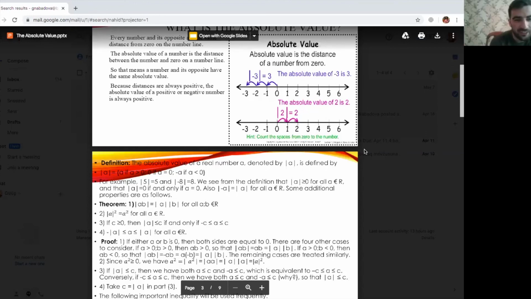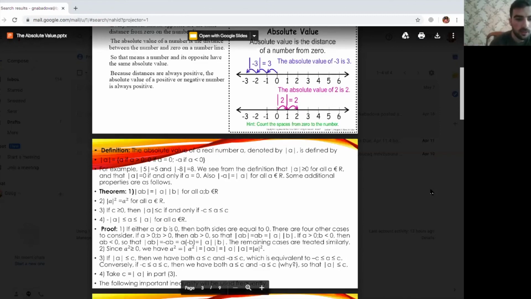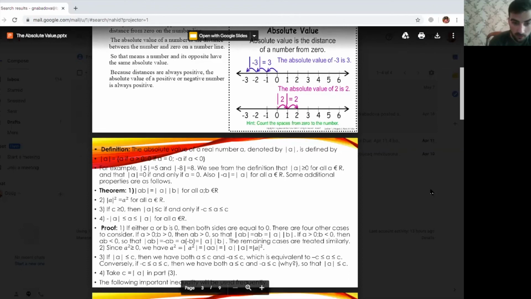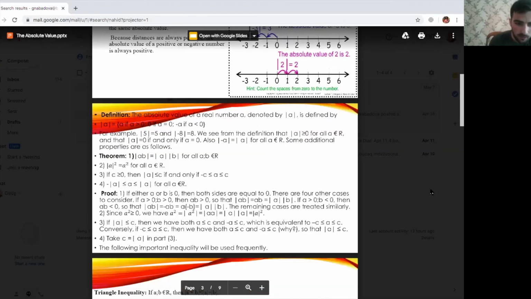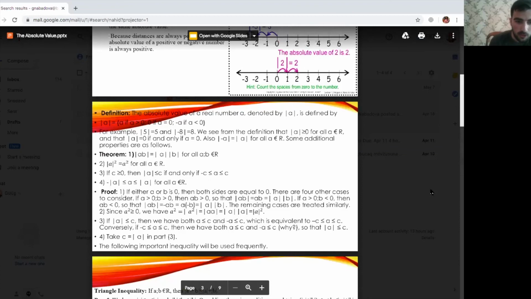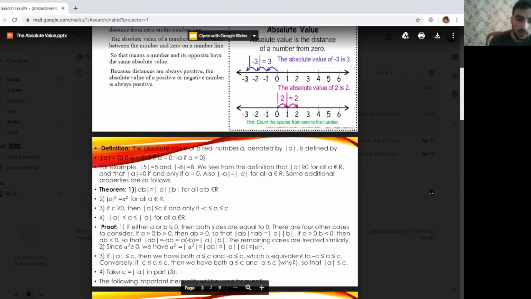So that means a number and its opposite have the same absolute value. Because distances are always positive, the absolute value of a positive or negative number is always positive. For example, |5| is equal to 5, and |-5| is equal to 5, because the distance from 0 is 5.